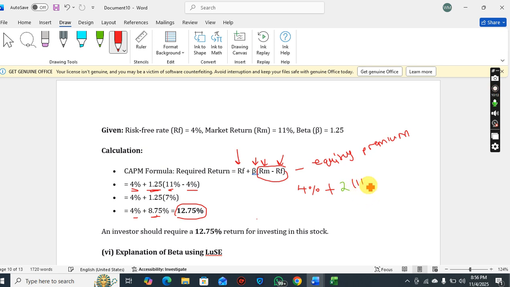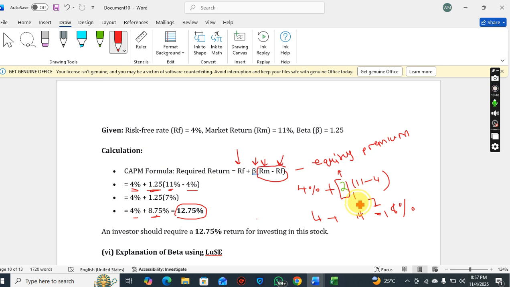Okay, let's see if we increase the equity beta. Let's see what happens. So 11 minus 4, that is 7. 7 times 2, that is 14. 14 plus 4, we get 18%. Okay? The return has increased. So each time you increase this risk, which is the equity beta, the returns are going to be increasing.